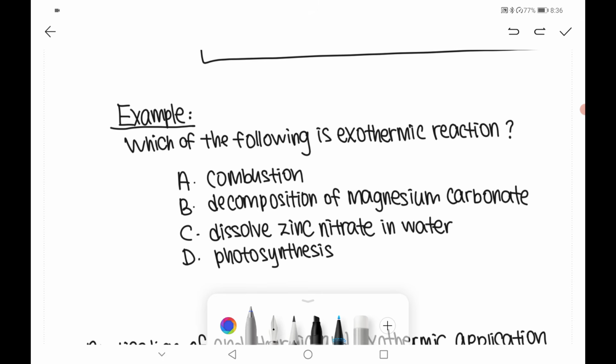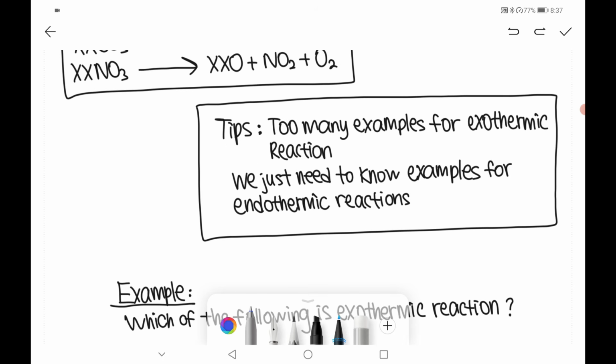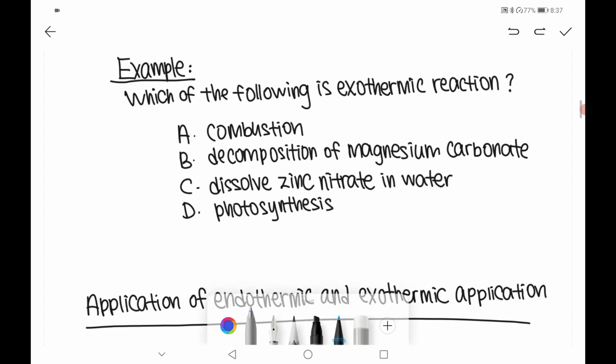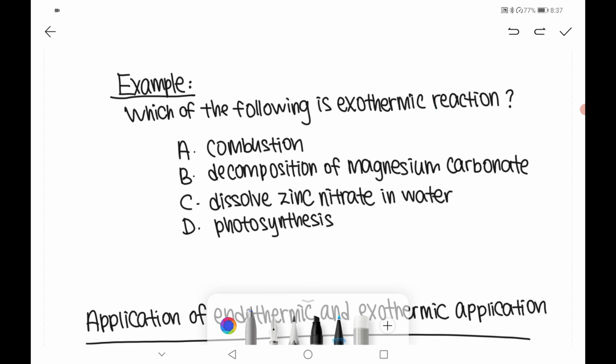Did I ask you to memorize any example for exo? No, right? I said we have too many examples for exo, so we just need to memorize the examples for endo. So we never memorize what are the exothermic reactions. So what to do? We need to find out what is endo. That's it. So combustion. Is combustion exothermic or endothermic?